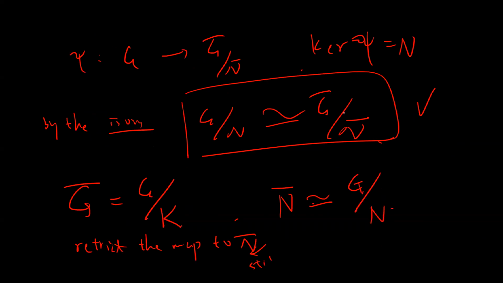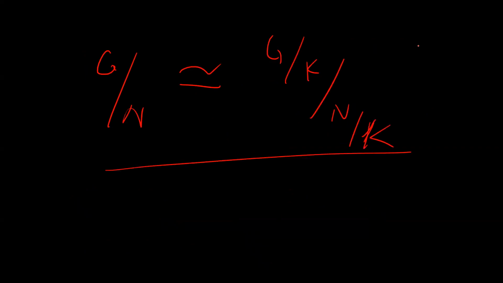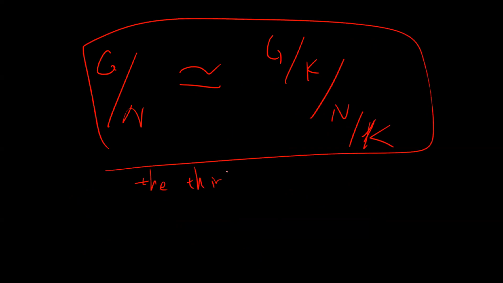You restrict it to N bar, so now this original map changes to N bar. So you get N quotient K. So N bar is just N quotient K, and G bar is G quotient K. So you put it in, and finally you get G quotient N isomorphic to G quotient K modulo N quotient K. Okay, so this is the third isomorphism theorem. Okay, nice. See you guys in the next videos.